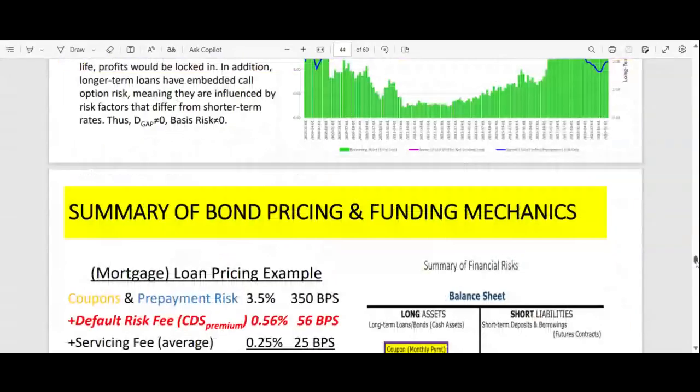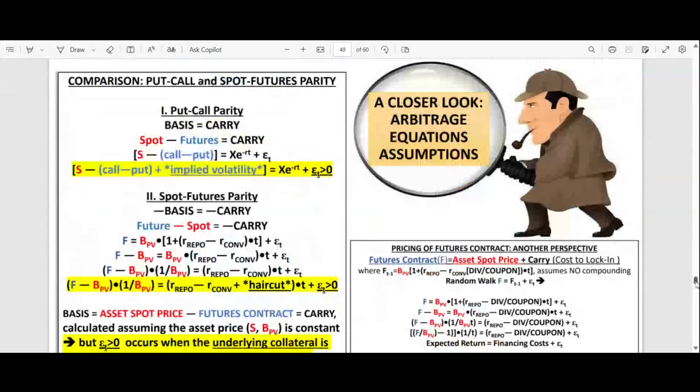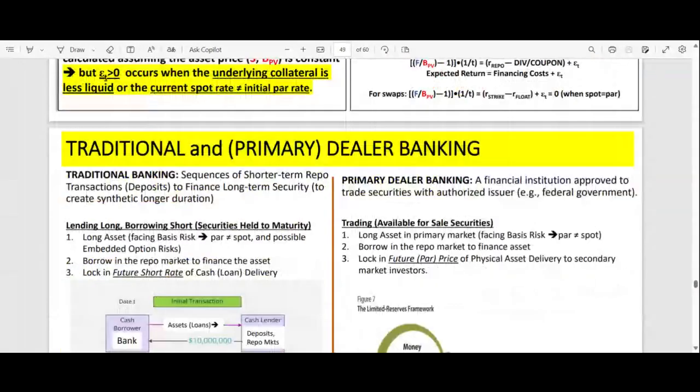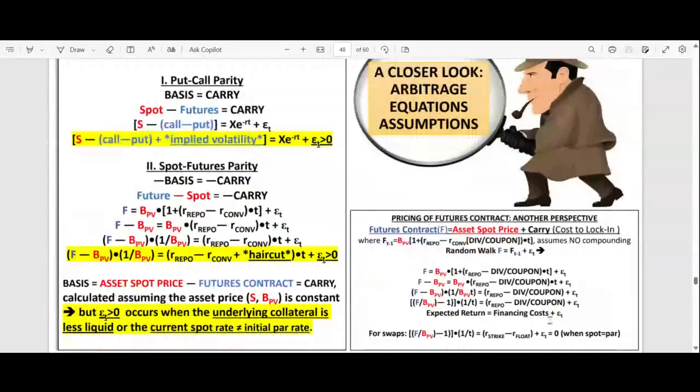let me go back to my graph here. As a result of that, the spot rate is no longer equal to the par rate, and so our hedge no longer works, the spot futures parity no longer holds. So when the spot rate is no longer equal to the par rate, that's almost as problematic as the collateral not being very liquid, if the collateral is illiquid.